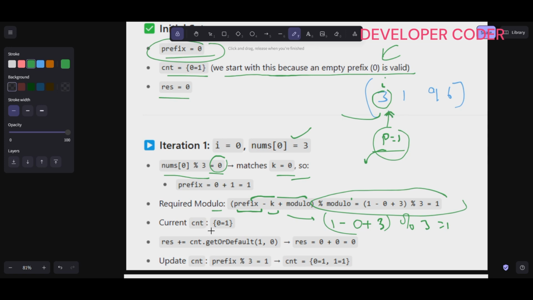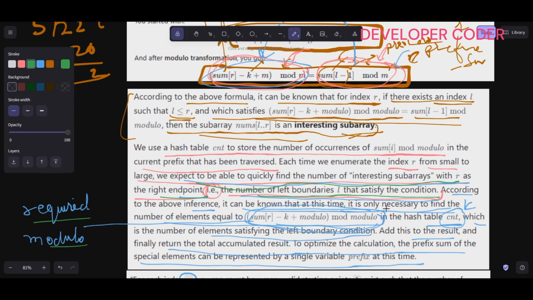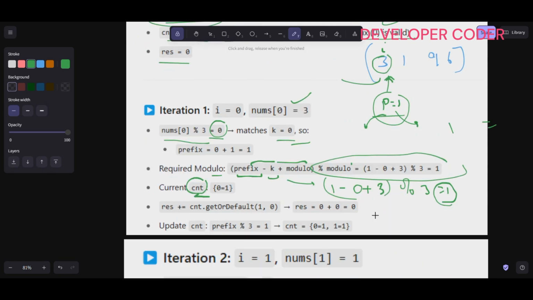Previously, in the count map of previous prefix sums, we have only 0 equal to 1; we don't have this modulo previously. In this boundary I'm getting the prefix sum as 1. On the right side, which is l minus 1, I'm searching for this too, because I want to compare these two. Both should be matching. But this is not there, so my result will not be updated. After that I will update my count. 0 I see one time, and this 1 here I see one time. That is why I'm updating it here, and the result value is still 0.